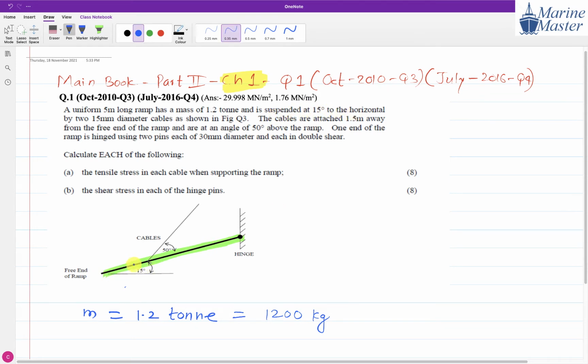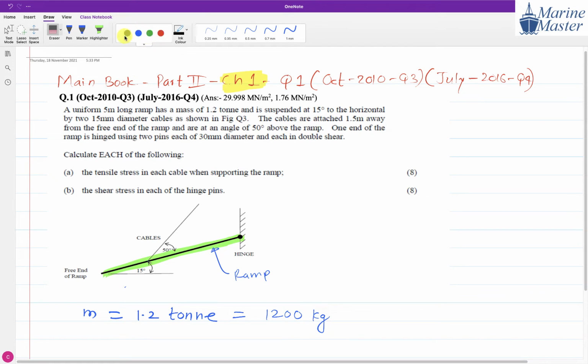So this is the ramp. This ramp is making how much angle with respect to horizontal? 15 degrees. So this angle is 15 degrees, as they have shown here. This ramp I have highlighted in green. This ramp is making 15 degrees to the horizontal, and it is suspended by two 15 mm diameter cables.